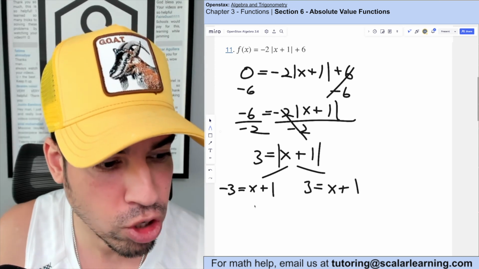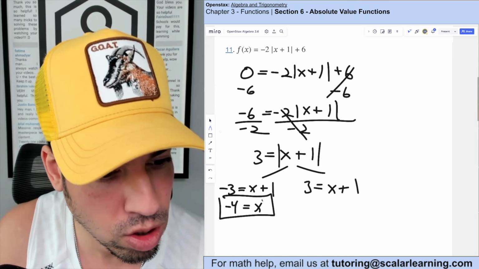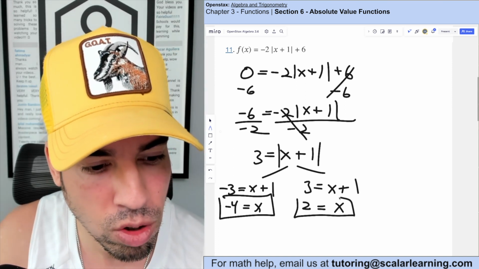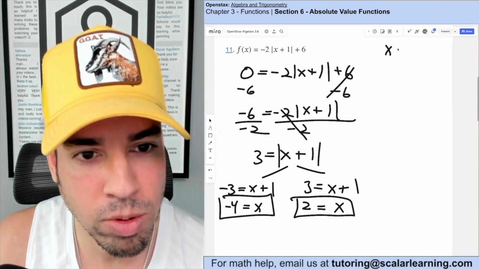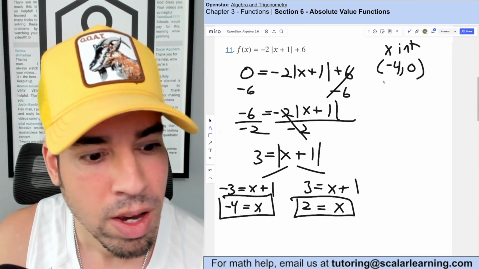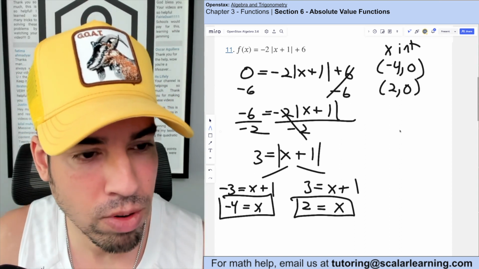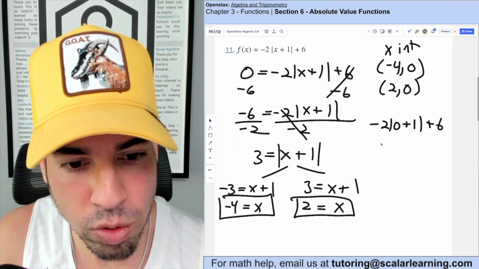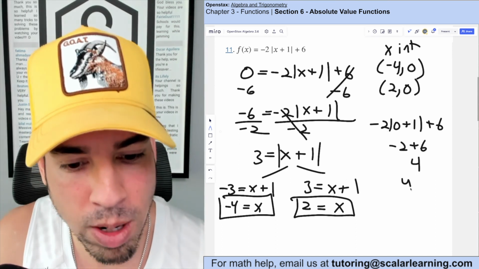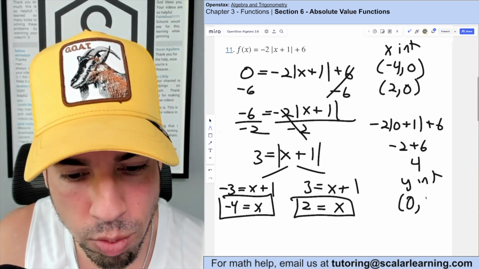And then we're going to solve by subtracting 1 from both sides. This is going to be x equals -4. Boom, like so. And this one, subtract 1 from both sides. This one's going to be x equals 2, like so, which means my x-intercepts are going to be -4, 0, and 2, 0. In terms of the y-intercept, I'm going to plug in 0 for x and evaluate. So 0 plus 1 is 1 times -2 is -2 plus 6 is 4. So my y-intercept is, again, when x equals 0, y in this case will be 4.